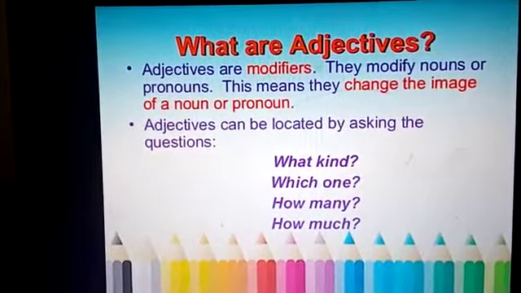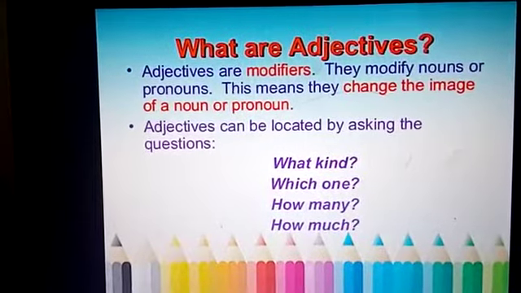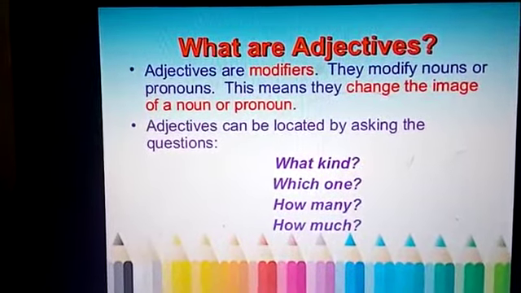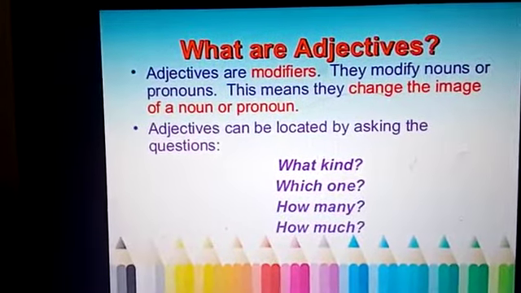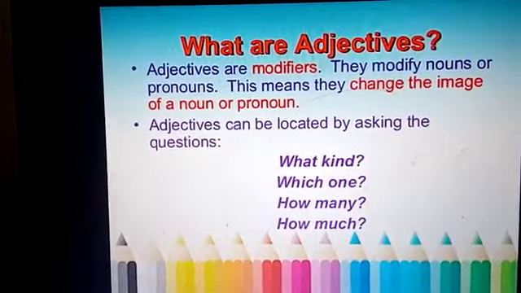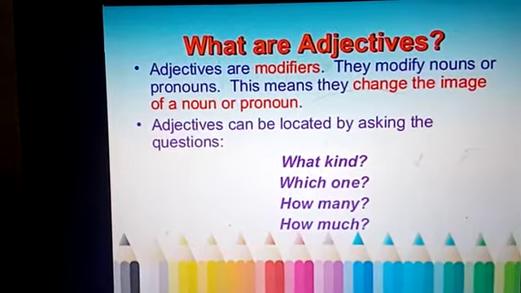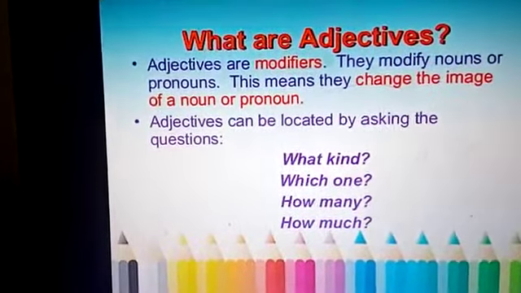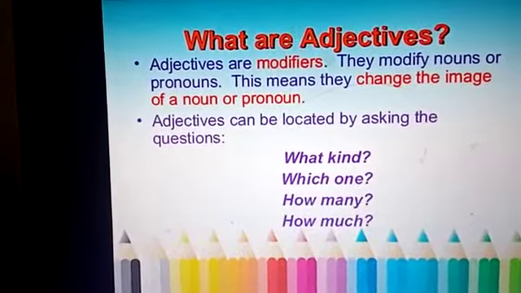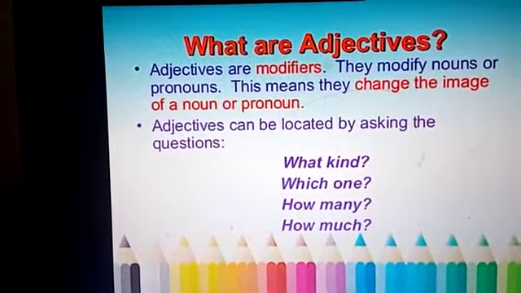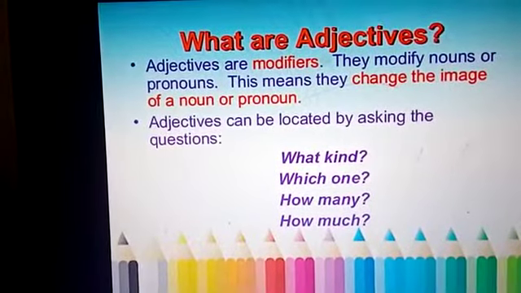Here some extra definitions are given, that adjectives are modifiers. They modify nouns or pronouns. This means they change the image of a noun or a pronoun. How can you locate adjectives in a given sentence? You can locate them by asking some questions like what kind, which one, how many, how much.